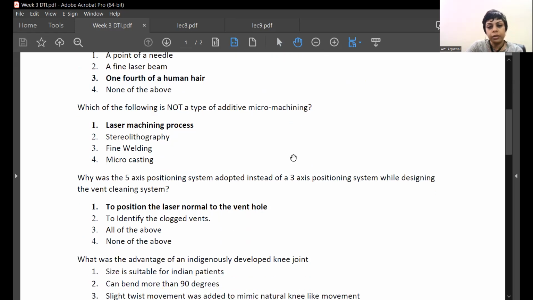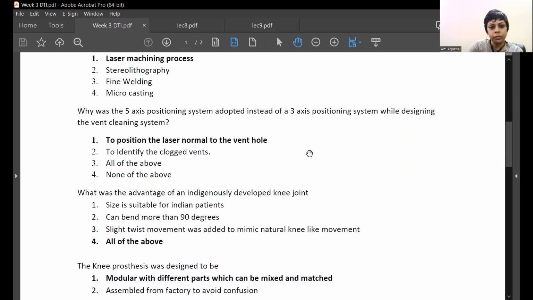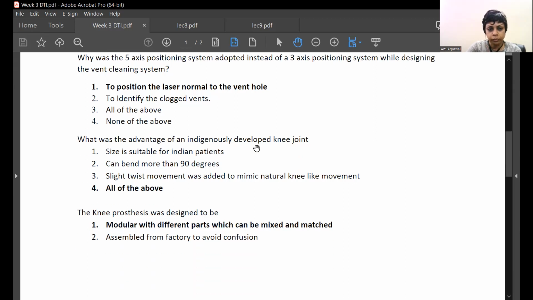Which of the following is not a type of additive micro machining? That is the laser machining process. Then, why was the 5-axis positioning system adopted instead of the 3-axis positioning system? This was basically to position the laser at the right angle, normal to the vent hole, because the other systems were not exactly at right angles. Positioning the laser normal to the vent hole was useful in the whole manufacturing process.